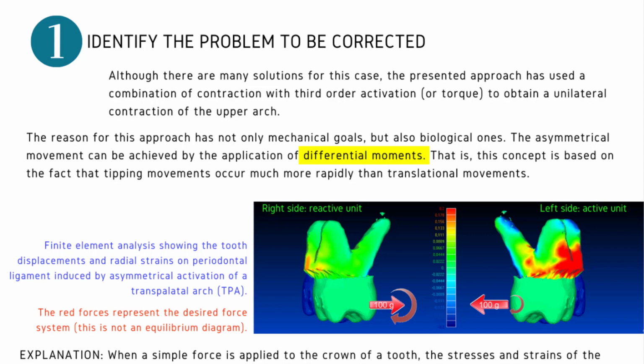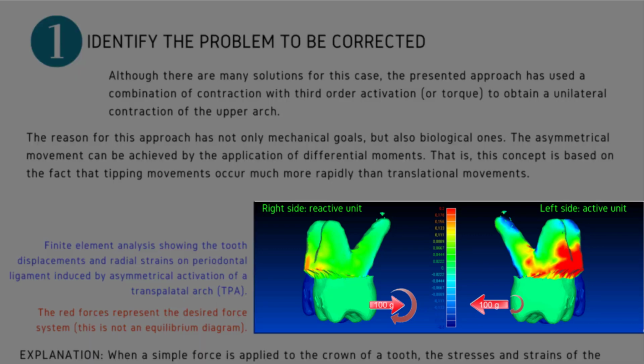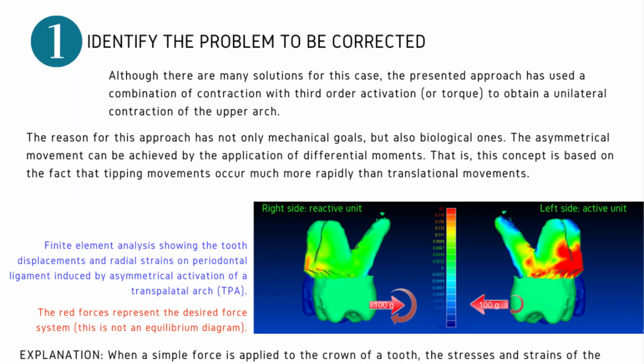That is, this concept is based on the fact that tipping movements occur much more rapidly than translational movements. In this case, a finite element analysis showing the tooth displacements and radial strains on the periodontal ligament induced by asymmetrical activation of a transpalatal arch. The red force in this picture will represent the desired force systems, and I will explain why this force system is a good one for this case.